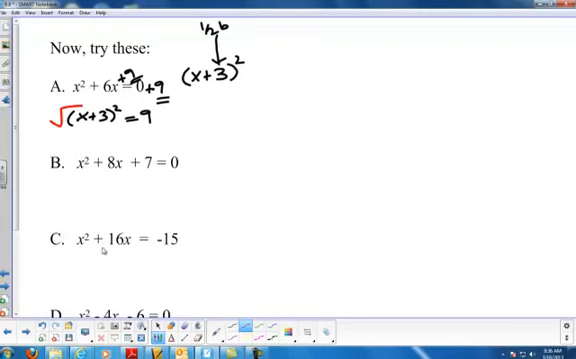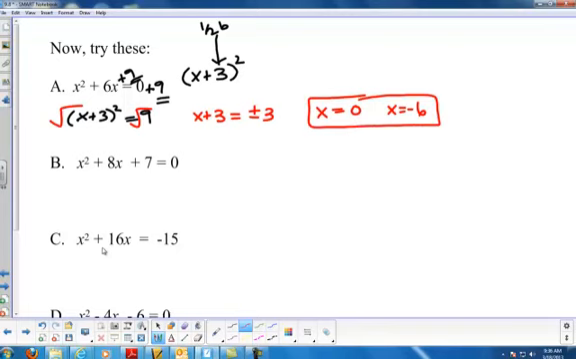You're going to square root both sides. x plus 3 equals positive or negative 3. Therefore, x, if you subtract the 3 from positive 3, it'll be 0. If you subtract the 3 from negative 3, it'll be negative 6. So those are your two solutions.